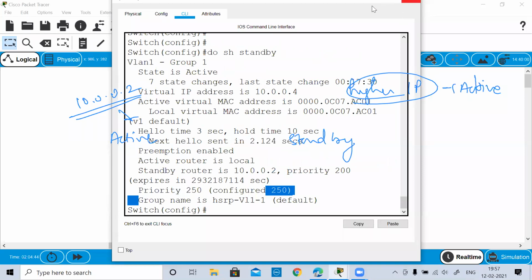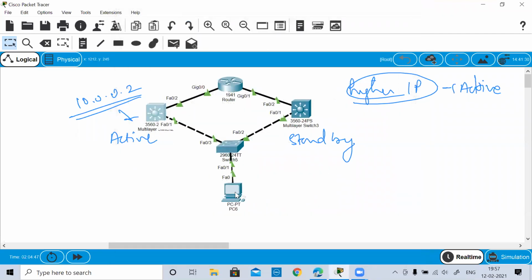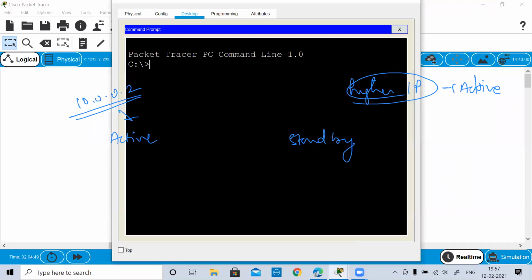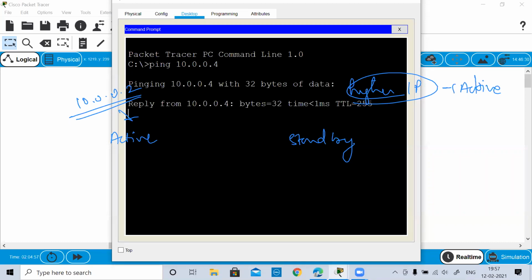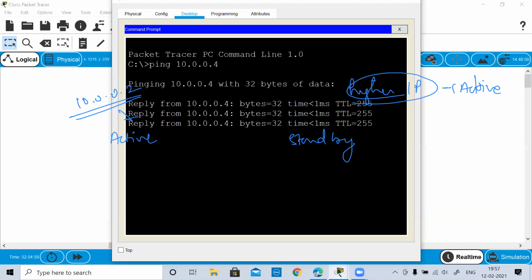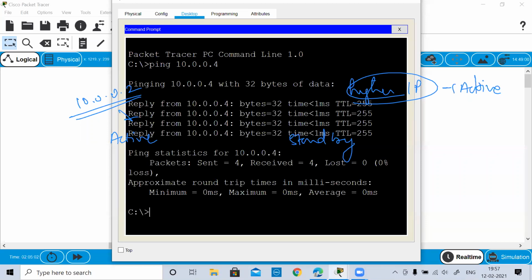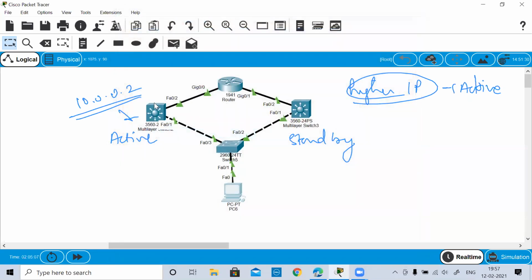In this manner, you can also ping your virtual IP, which we have configured. So if you ping 10.0.0.4, you will get the reply, because you have configured it in both the switches, so it will be able to communicate. Hence when you see that this goes down, it is able to reach the virtual IP 10.0.0.4. That is the IP it uses to connect to the router or to other subnets. So this is what you use HSRP for.